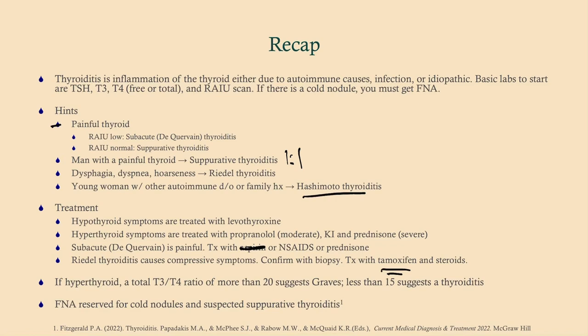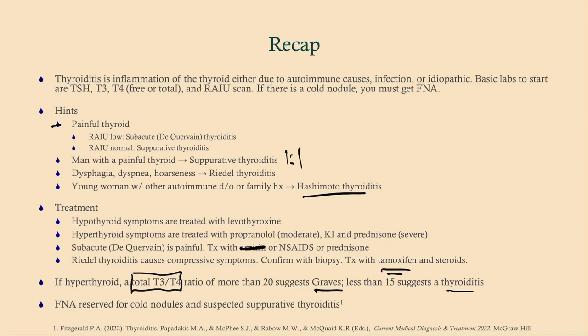So these are just some things that you'll want to know. If you remember these things, you'll get your questions right. If the patient's hyperthyroid and a total T3 to T4 ratio of more than 20, that suggests Graves'. And if it's less than 15, that suggests a thyroiditis. Now remember, this is a total T3 to T4 ratio, not free. So you've got to make sure if you're going to do this ratio that you're ordering the total T3 and the total T4. And then fine needle aspiration is reserved for cold nodules and suspected suppurative thyroiditis.